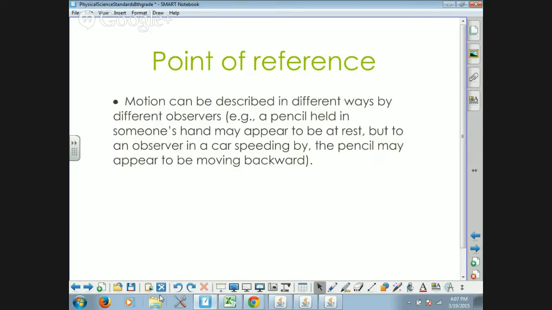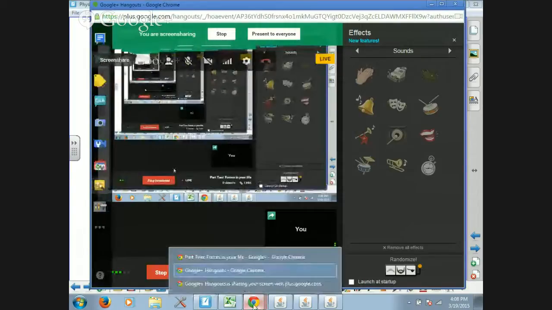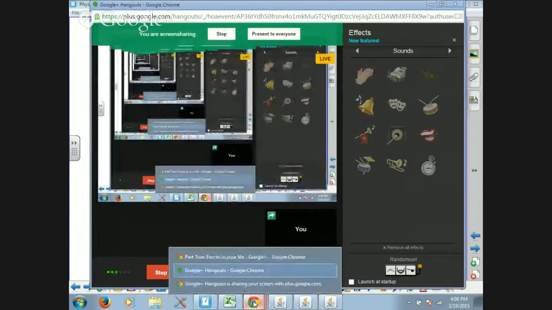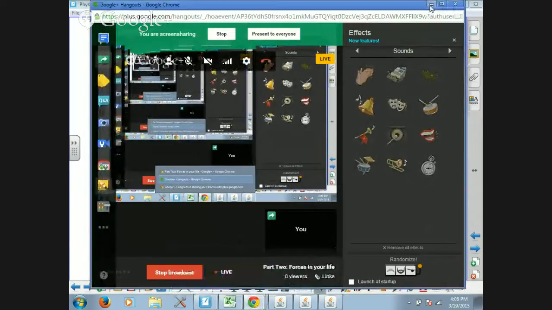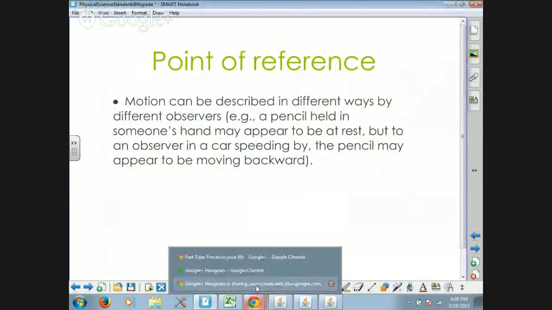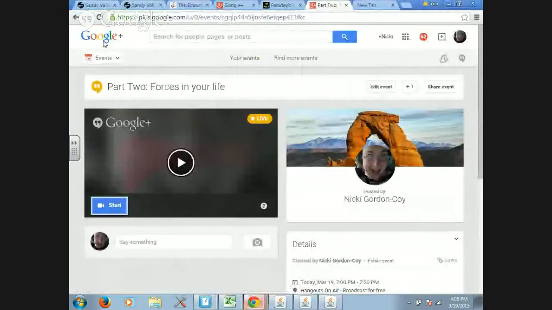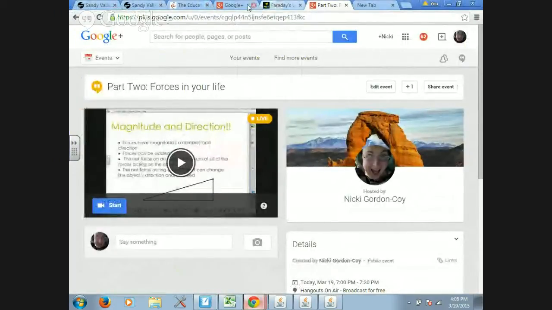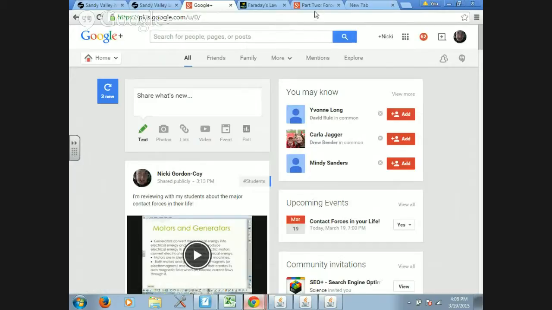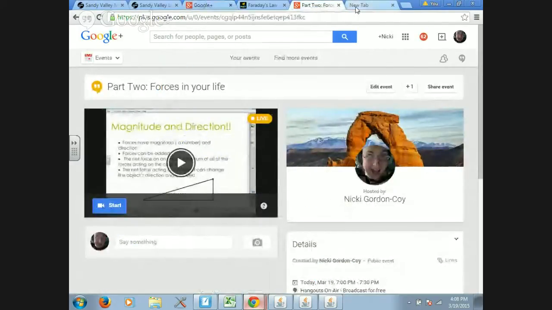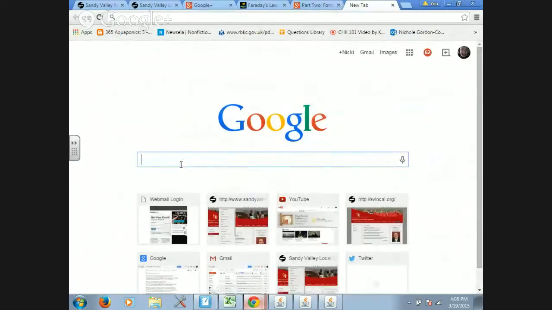Okay, point of reference. Motion can be described in different ways by different observers. So I'm going to take us back to, not that, I'm going to shrink that down. I want this one. Well, by golly, I thought for sure that I had a screen up that showed. I guess I didn't. Well, we can do it real quick. That's not going to hurt.